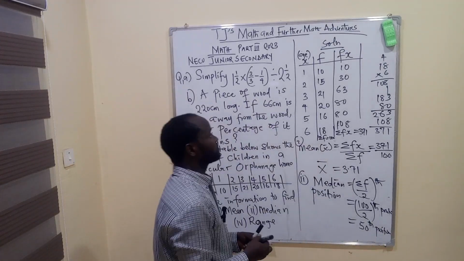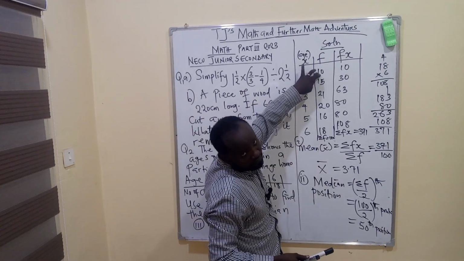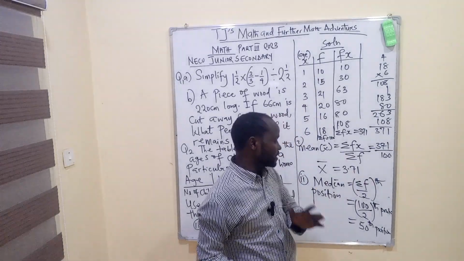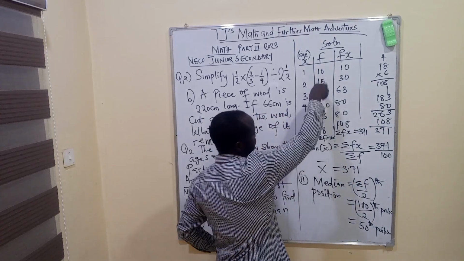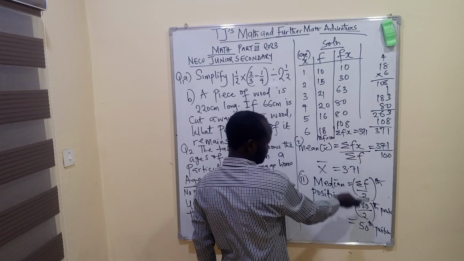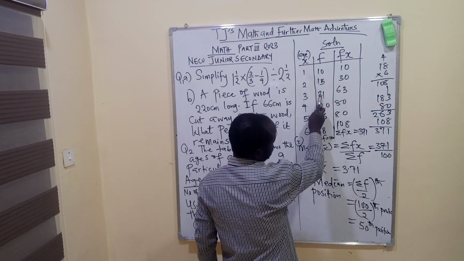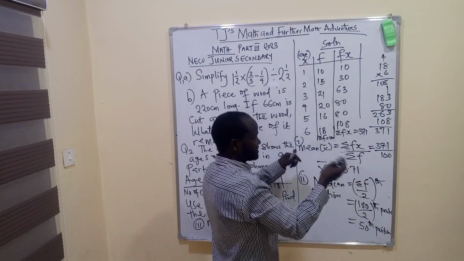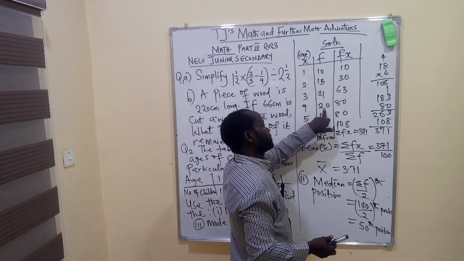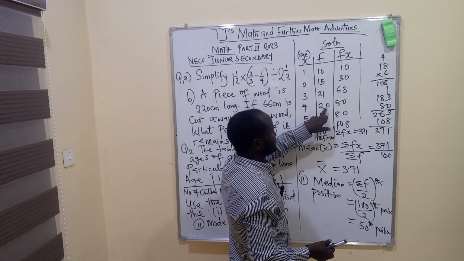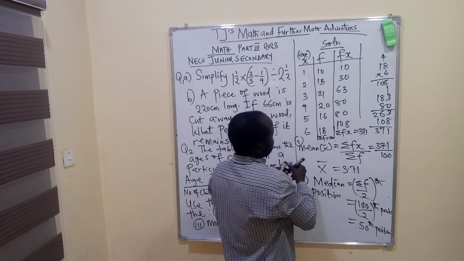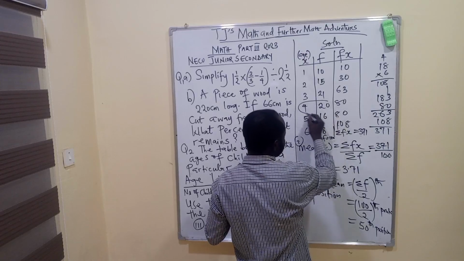What do you mean by 50th position? Go to your frequency, keep adding until you get exactly 50 or more than 50. So let's add and see. 10 plus 15, this is 25. It's not up to 50. 25 plus 21, that's 46. It's not up to 50. 46 now plus 20, that's 66. Yes, it's above 50, but it falls here. So this is where our median falls.